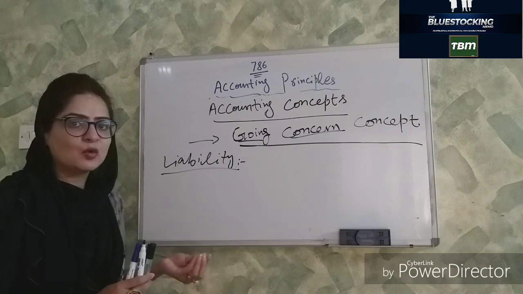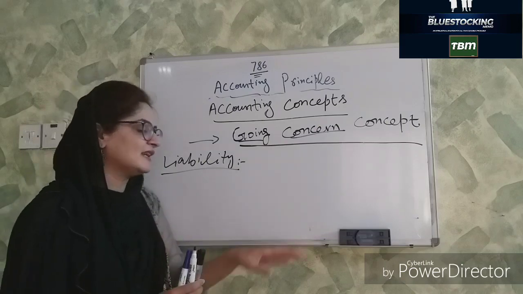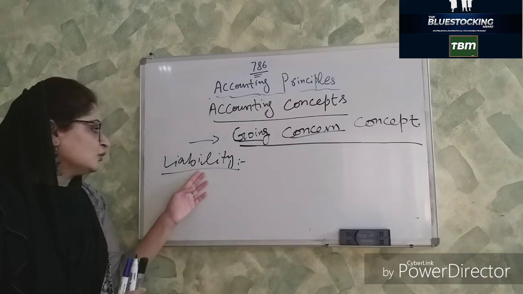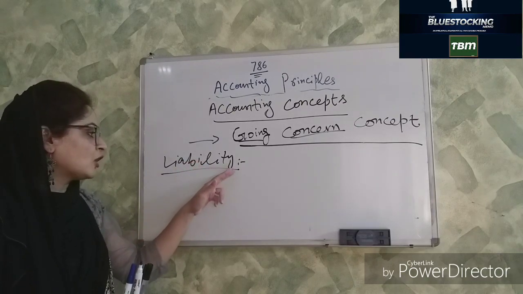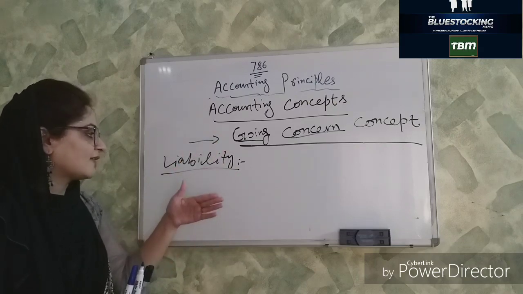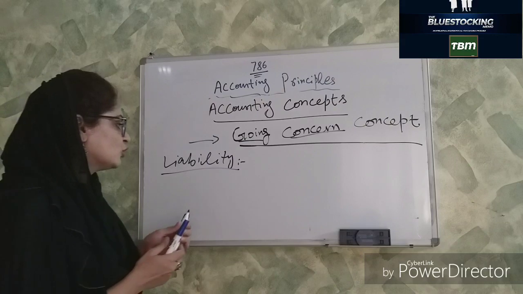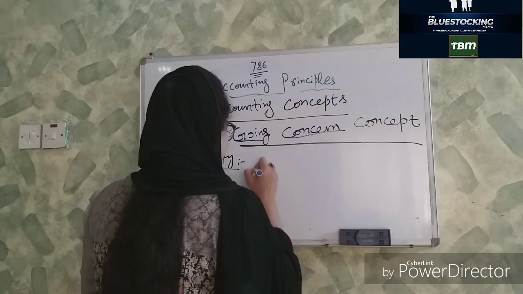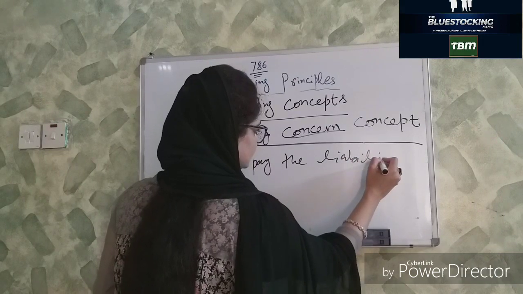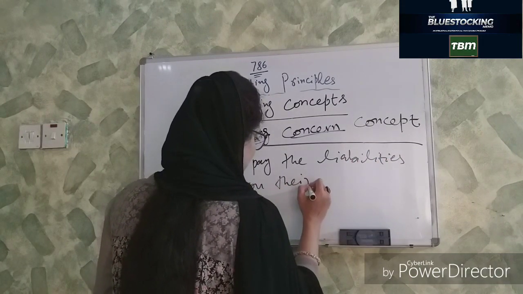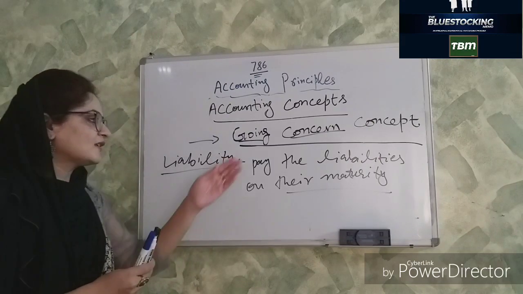Let's say if you have taken a loan from someone, or you have a bank loan, or you have a creditor from whom you have taken goods on credit, then what will happen? According to this going concern concept, we will not show it as our loss in the final accounts, rather we will not subtract it from our capital, treating it as our loss that we haven't yet paid these expenses. It would not work like that. We would assume that we would pay the liabilities on their maturity. So this was the going concern concept.